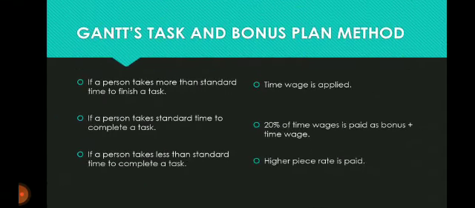Gantt task and bonus plan method. When a person takes more than the standard time to finish a task, time wage is applied. If a person takes standard time to complete a task, 20% of time wage is paid as bonus to the time wage. If a person takes less than the standard time, higher piece rate is paid.